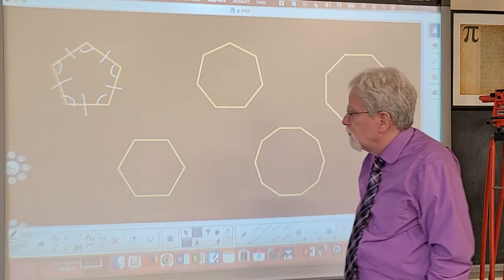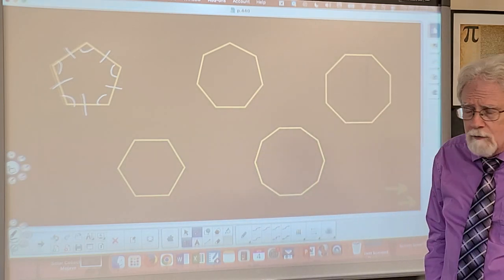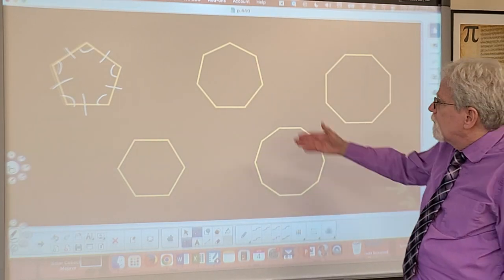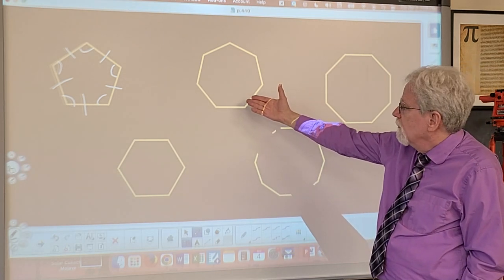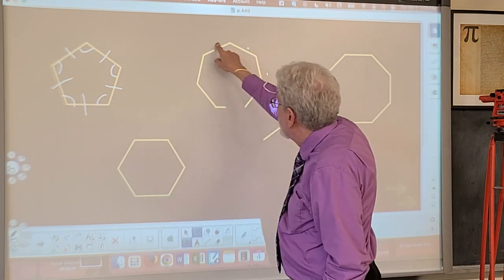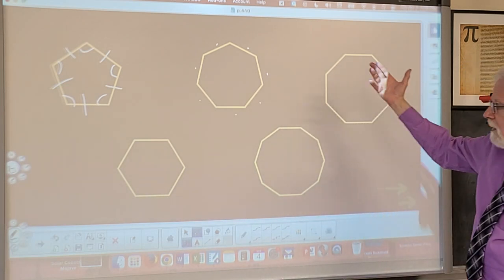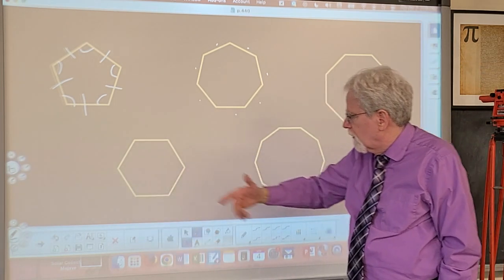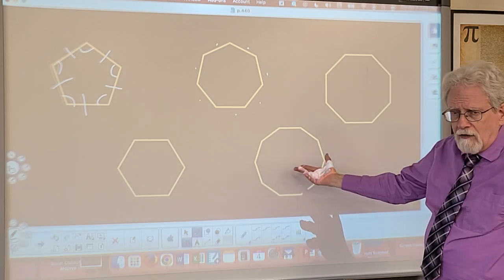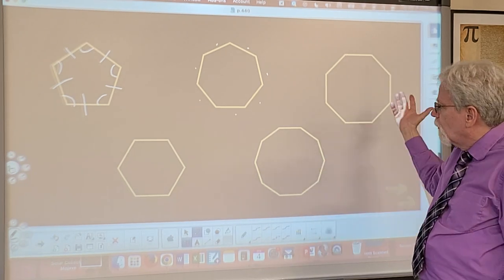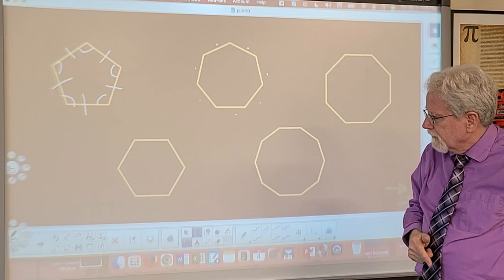I sometimes refer to regular polygons as pretty polygons. Here's a regular heptagon. 7 sides. 1, 2, 3, 4, 5, 6, 7. A regular octagon. 8 sides. A regular hexagon. 6 sides. A regular decagon. 10 sides. These are all regular polygons.